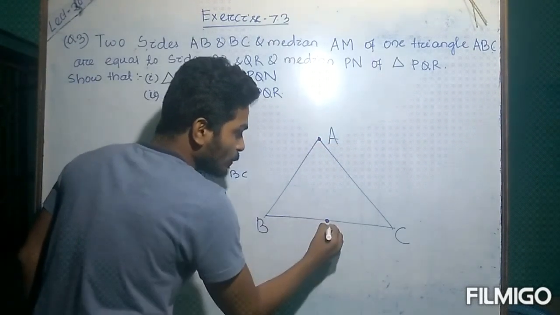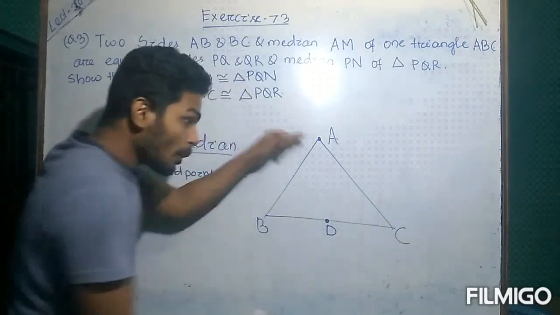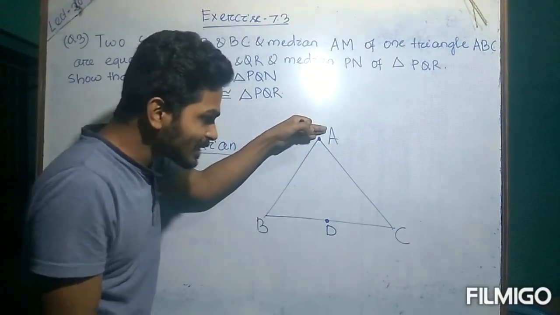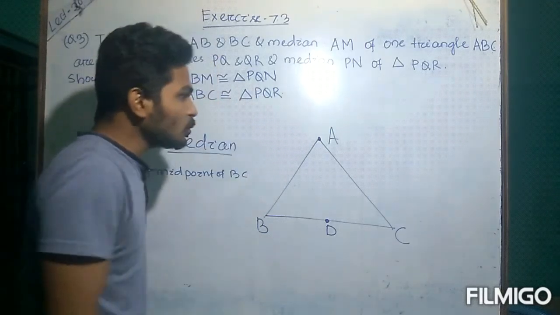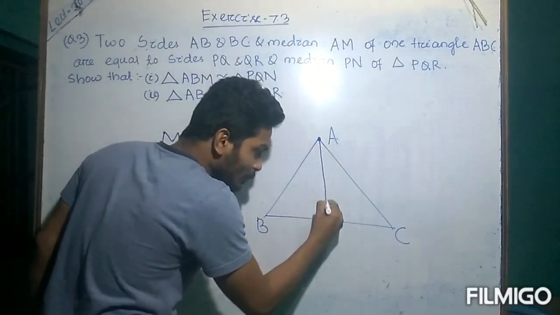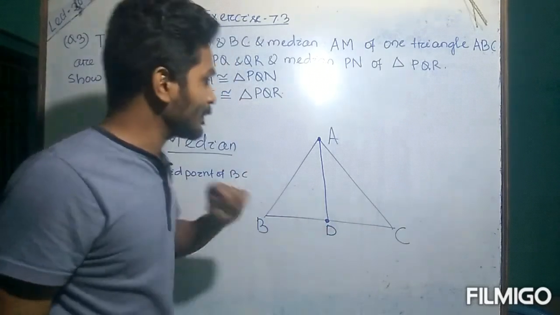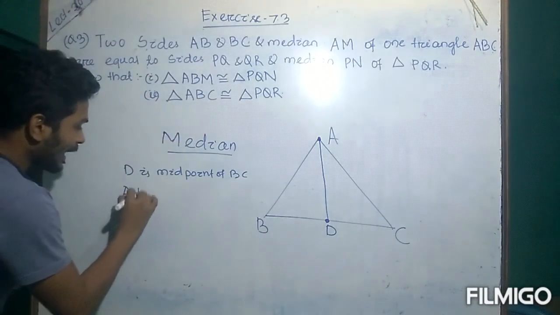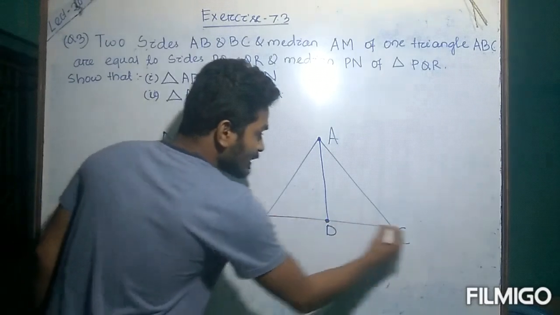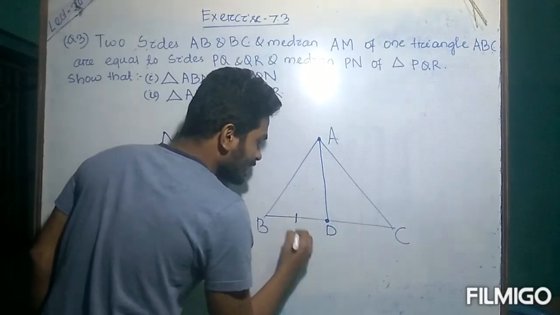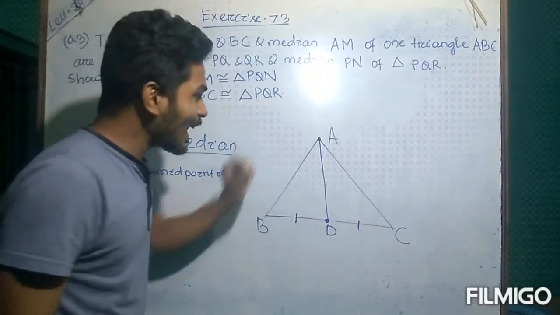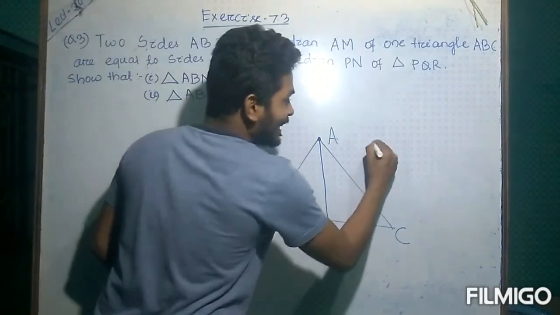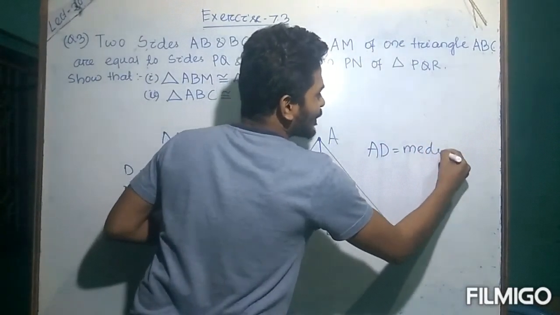Now join the vertex A with the midpoint of its opposite side. If we take A as a vertex, then its opposite side is BC. We join this vertex with the midpoint of its opposite side, that is D. So we have joined A with D, and we get the line AD. D is the midpoint, so this distance is equal to this distance. Now this AD is known as the median of the triangle.